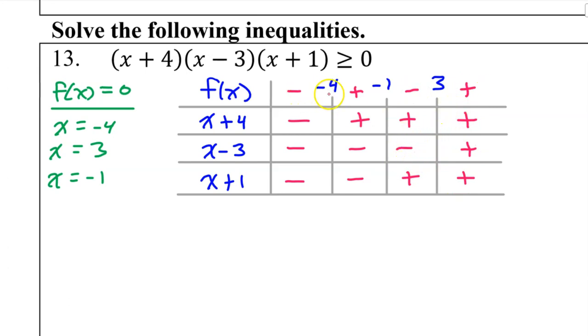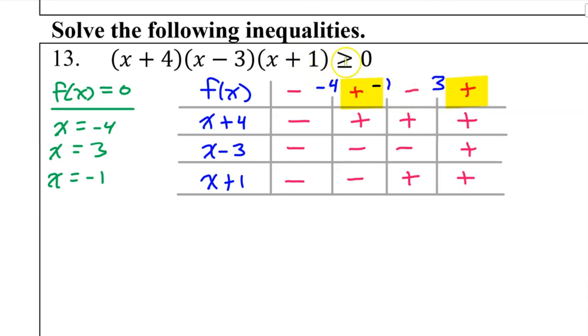So now I need to decide which intervals I'm actually interested in. We are looking for the values of x that will cause this polynomial to be greater than or equal to 0. So the solutions will be in the intervals where f of x is positive, greater than 0.